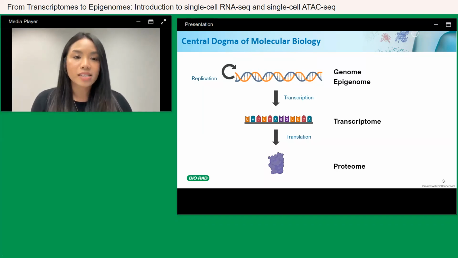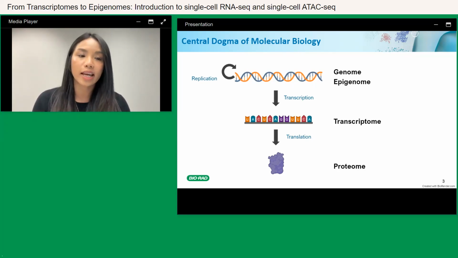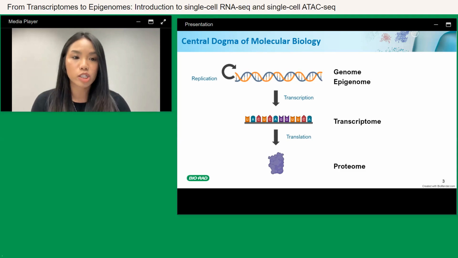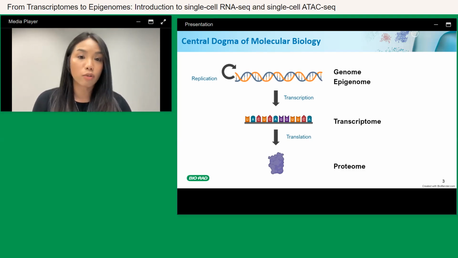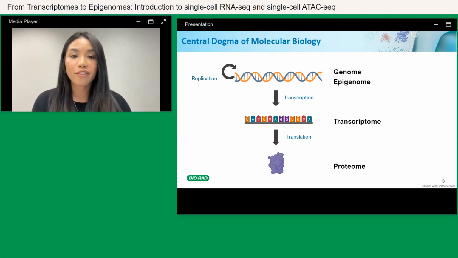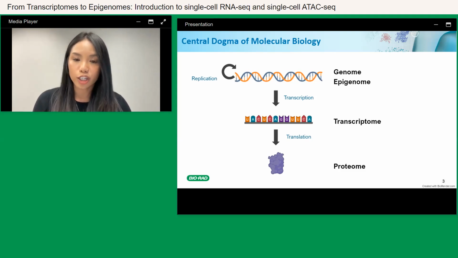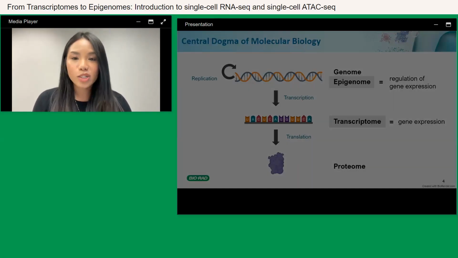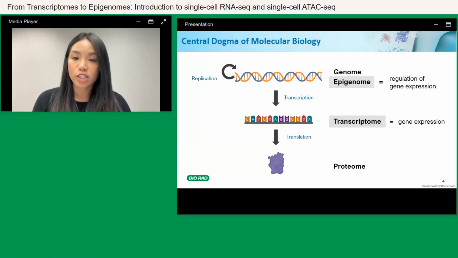The genome encompasses the complete set of an organism's DNA, while the transcriptome only looks at what portion of that DNA is transcribed, or what genes are expressed. Epigenome, on the other hand, focuses on the factors that regulate the expression of those genes, whether they are repressed or induced. And finally, proteome looks at the final protein product and its functions. In today's webinar, we will be focusing on the transcriptomes and epigenomes.